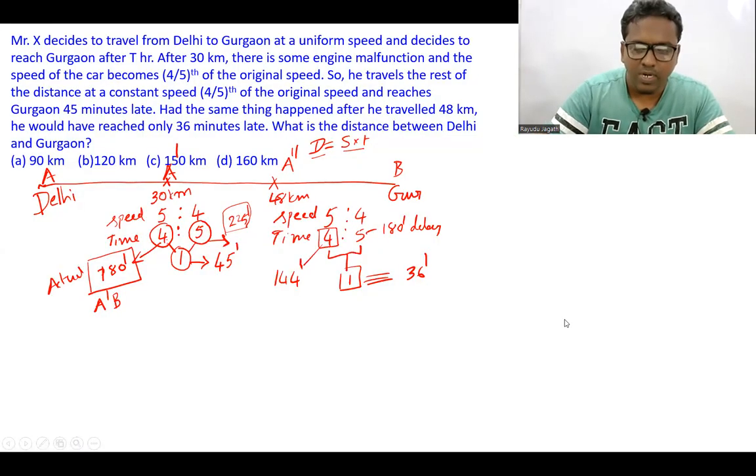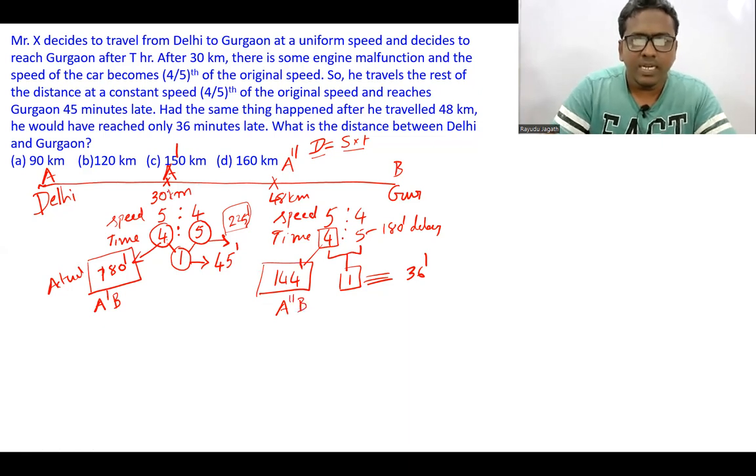144 minutes will be the actual time taken to cover the distance A double dash to B. So 144 is important to us. This is the time taken for covering A double dash to B. Now, this distance, 48 kilometers minus 30 kilometers, this 18 kilometers is the distance between the first point A dash and the second point A double dash. So another thing we can understand between A dash and A double dash in the second case, 18 kilometers is run at rated speed, actual speed only.